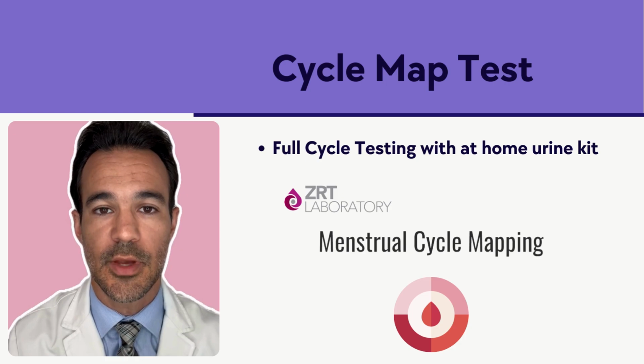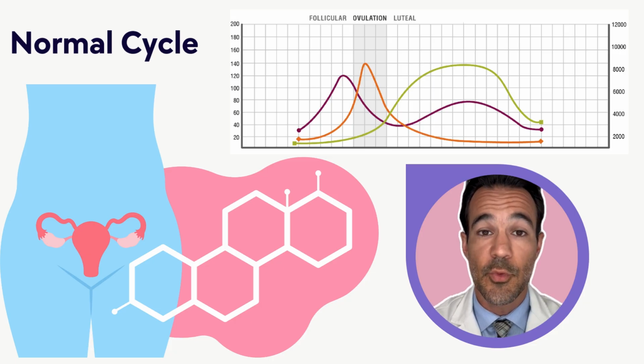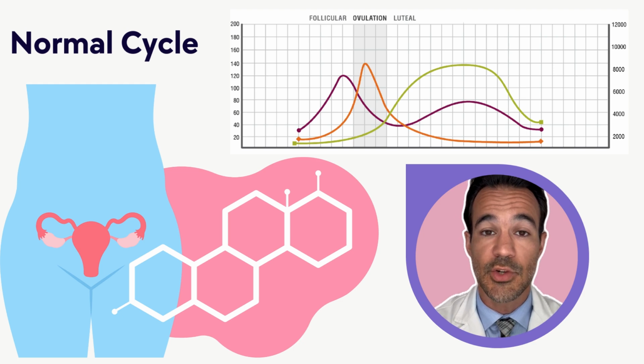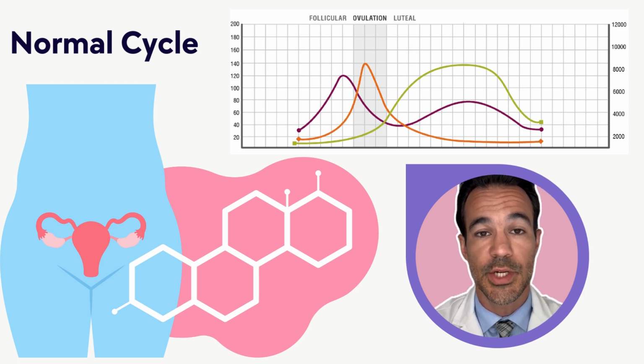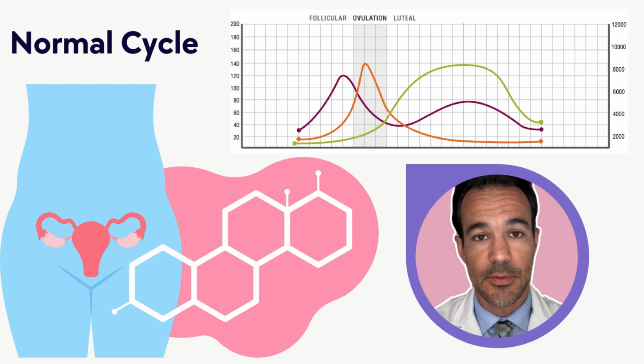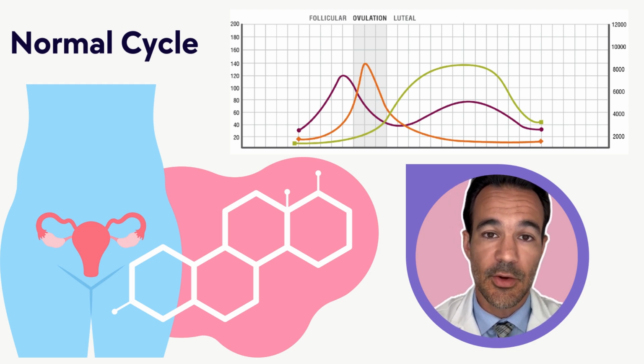Let's take a closer look at the results. In this graph, we can see normal results and the natural fluctuation of estrogen and progesterone throughout the menstrual cycle. You can also see why standardized sampling of just 1 day could oftentimes miss abnormal results.